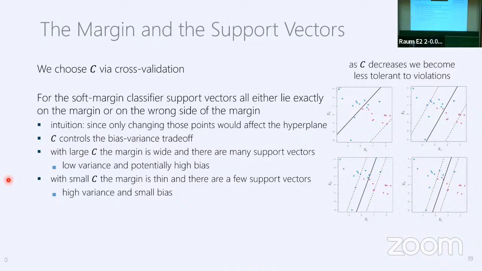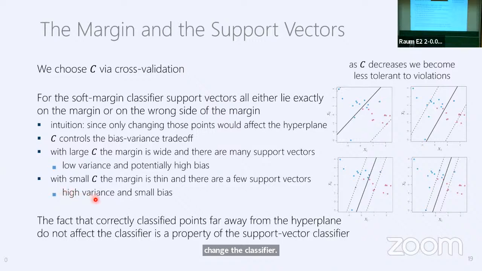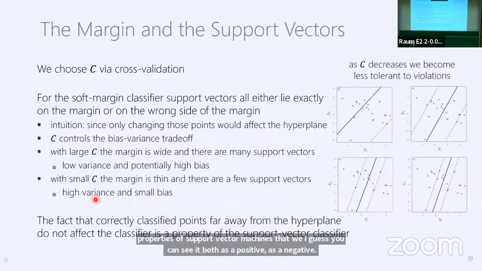Yes, on a high level, it's good to think of them in a similar manner. They control essentially the behavior of the model. And here it's an even more extreme case compared to leverage points, because only the points within the margin control the classifier. All other points, whatever you do to them, will not change the classifier. This is actually one of the beneficial properties of support vector machines. You can see it both as a positive and as a negative, but mostly it has positive connotations, as we'll see in a little bit.